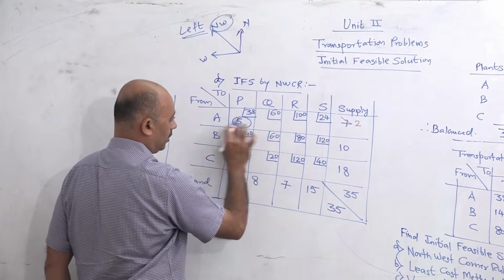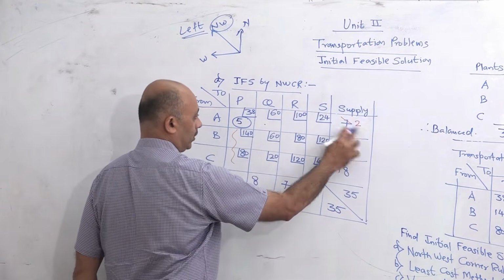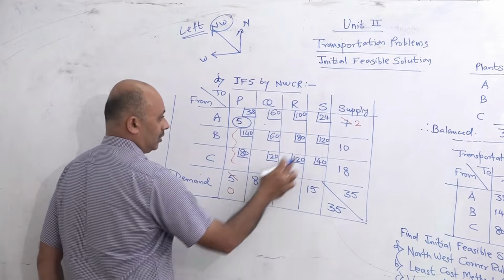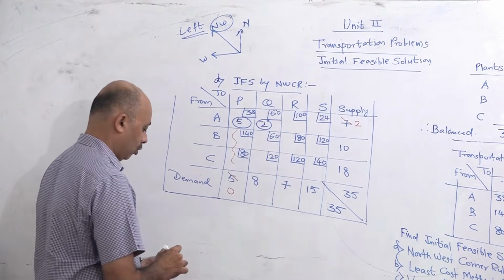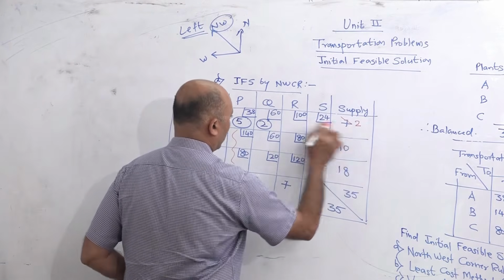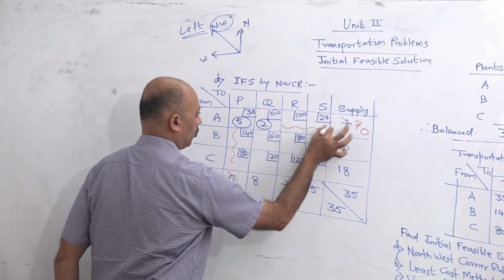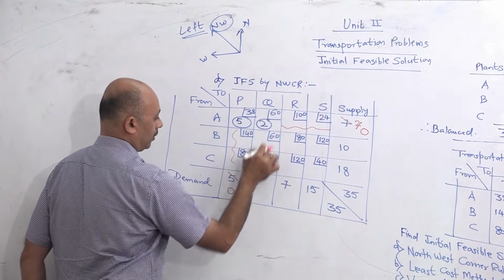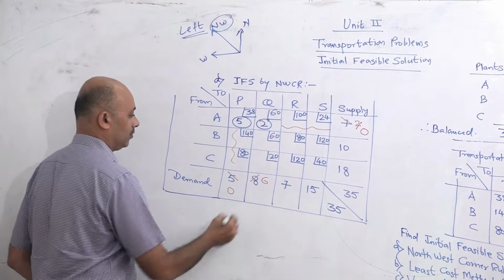Then next, now P is over. Now the next corner in the table is AQ. Now supply is 2 units and demand is 8 units. So 2 and 8, we can give 2 units here, the lower number. And now 2 minus 2, we have given all 2 units, so this becomes 0. So now this row is over. And at Q, 8 minus 2, the balance quantity will remain 6.